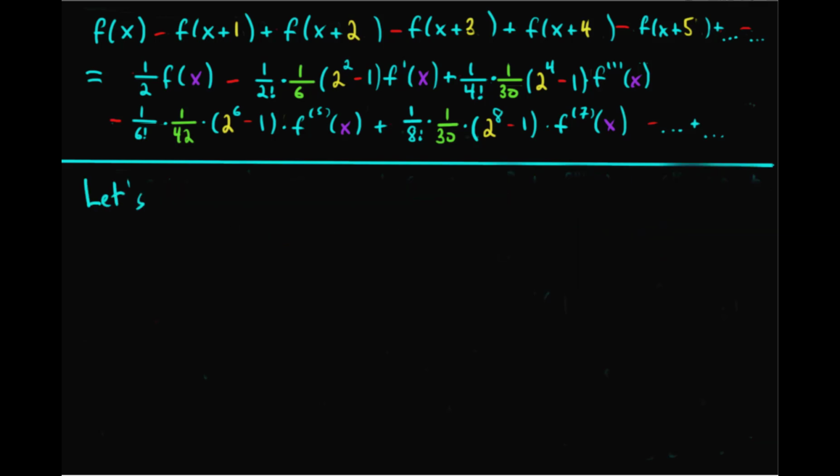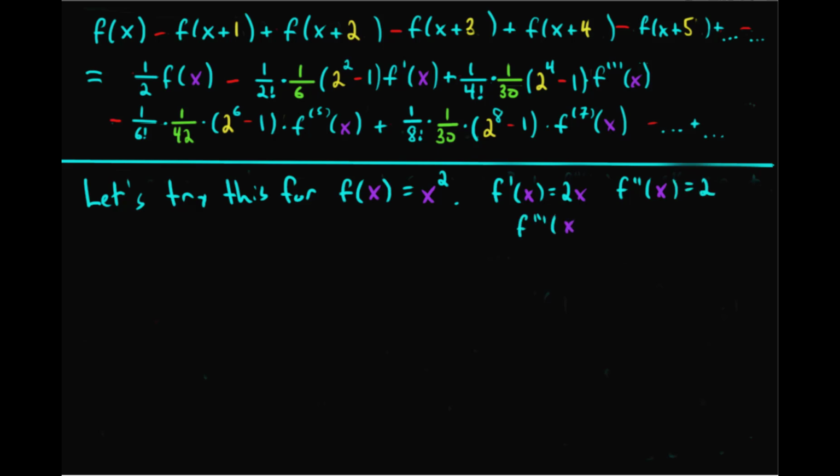Well, let's do another one. Let's try this method for f of x equals x squared. And let's work out in advance this time what the derivatives would be. F prime of x equals 2x, f double prime of x equals 2, and then f triple prime of x equals 0, and in fact all the subsequent higher order derivatives of f equal 0. They all equal 0 from f triple prime of x onward.